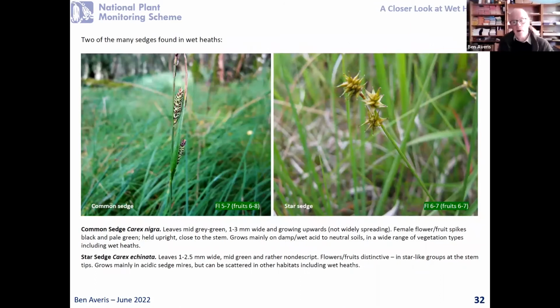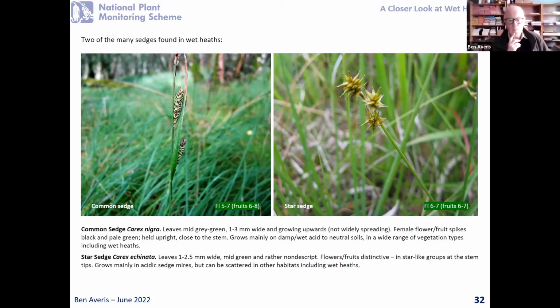slide is a couple of very common sedges that we can find in wet heath. Common sedge on the left, star sedge on the right. They're both about the commonest in damp, wet, acid places. Very distinct, especially the star sedge with those flowers. Well, there are other things quite like it, but nothing else really like it.